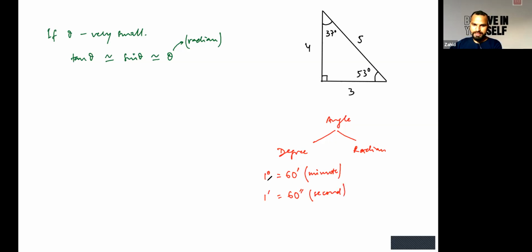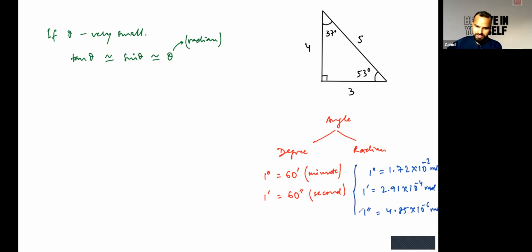So how to convert degree, minute, and second in terms of radian? I'm defining it. 1 degree is equal to 1.72 into 10 to the power minus 2 radian. Similarly, 1 minute is equal to 2.91 into 10 to the power minus 4 radian. And last, 1 second is equal to 4.85 into 10 to the power minus 6 radian. Just remember these three values to convert angle directly into radian measurement.